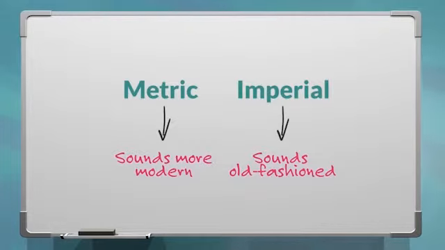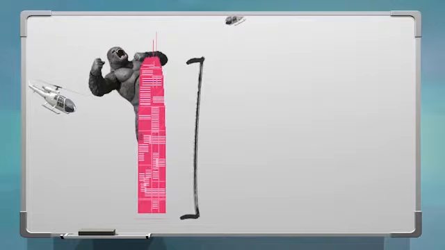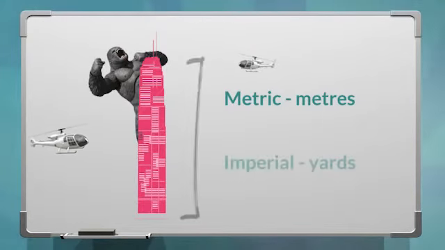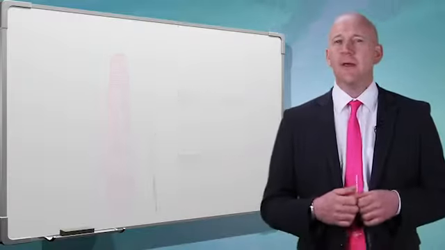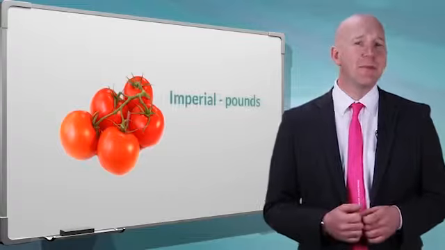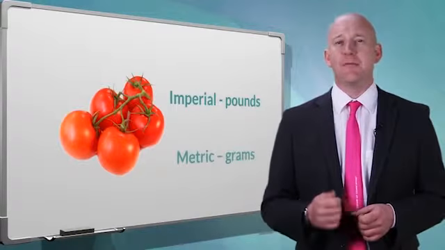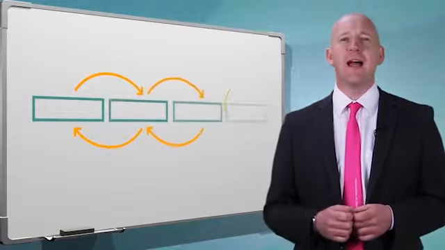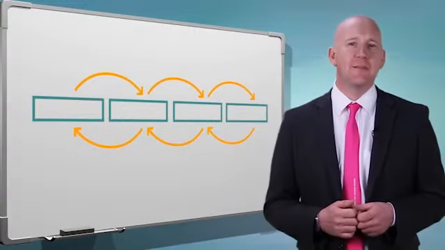Some questions will ask you to pick relevant imperial units when given a metric unit or the other way around. For example, the height of a building in metric units could be metres, but the equivalent imperial units could be yards. Down the market, tomatoes in imperial units could be measured in pounds, but in metric units it could be grams. You can use flowcharts to help you remember how to convert between metric units.